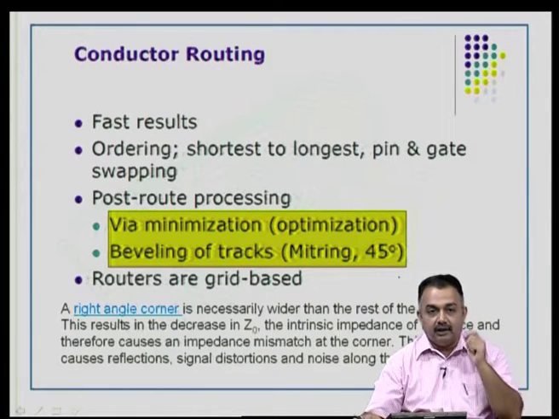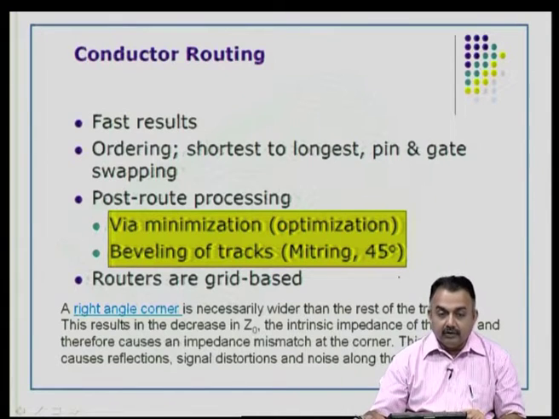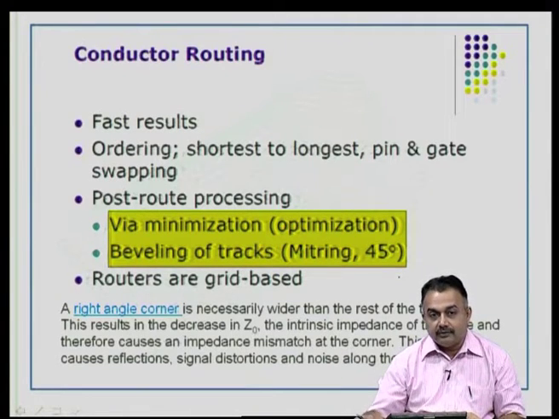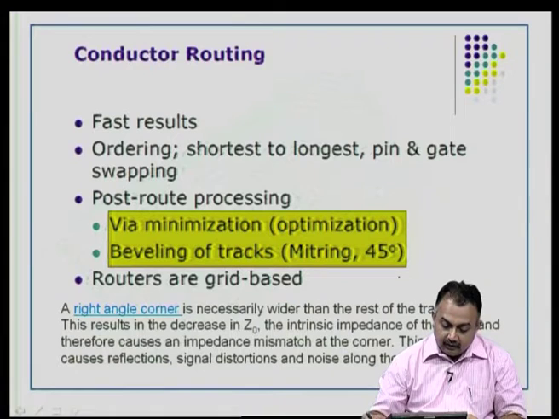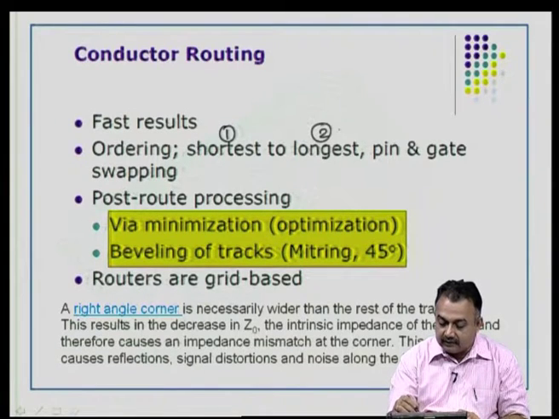Then comes the next part of the tool called conductor routing. Fast results using CAD, right, and the ordering of routing when you start the routing program will be, it will first finish the shortest length and then go to the longest nets.